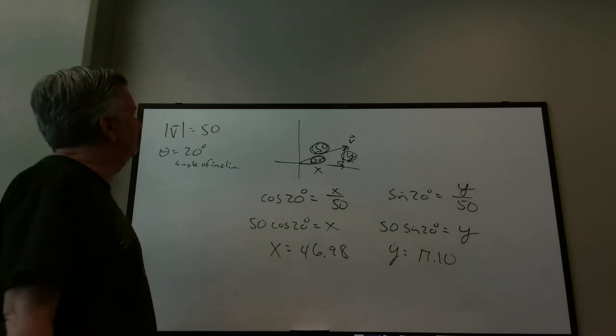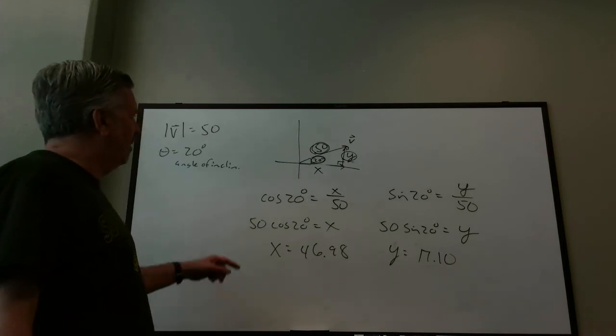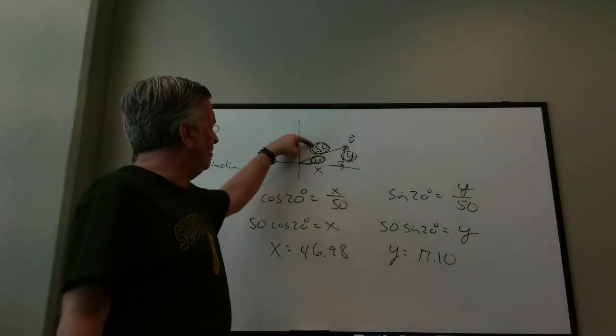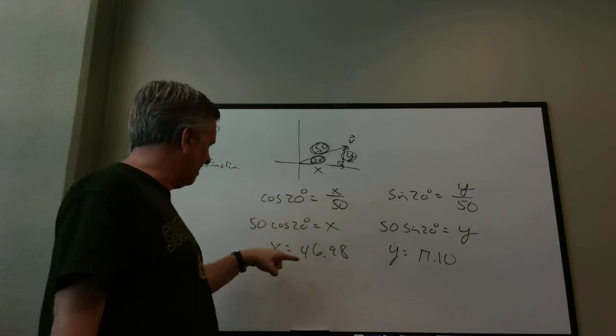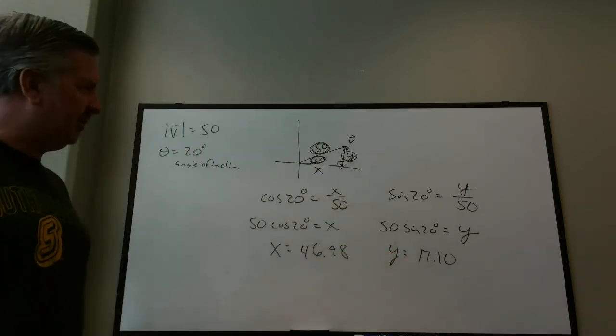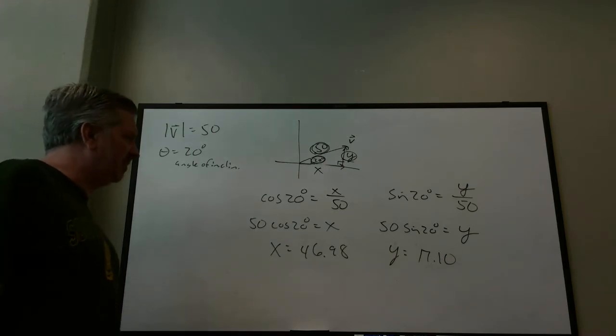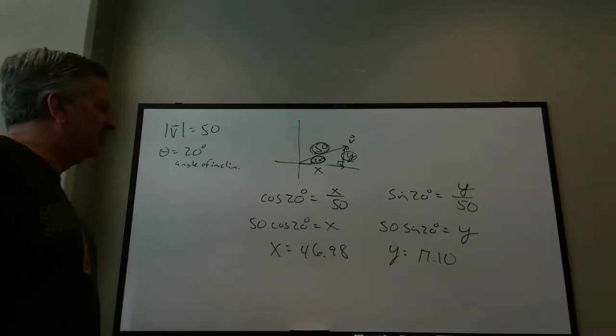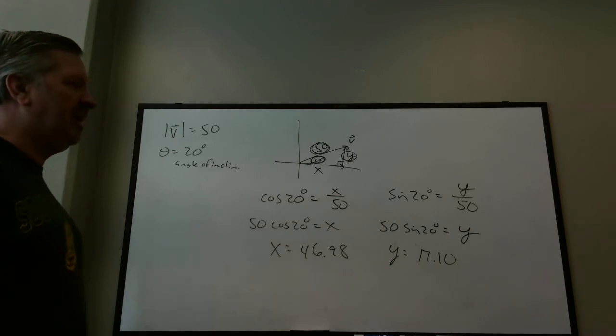Does this make sense? Do the answers make sense? We said the horizontal vector plus the vertical vector is supposed to be the vector I started with, 50. But 46 plus 17 is not 50. Did we do something wrong? What's going on here? You have to be careful here.